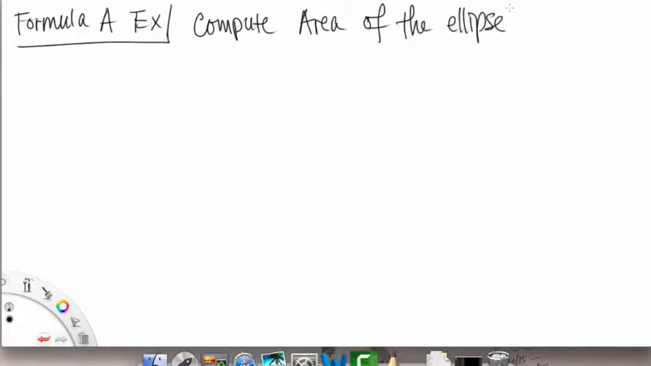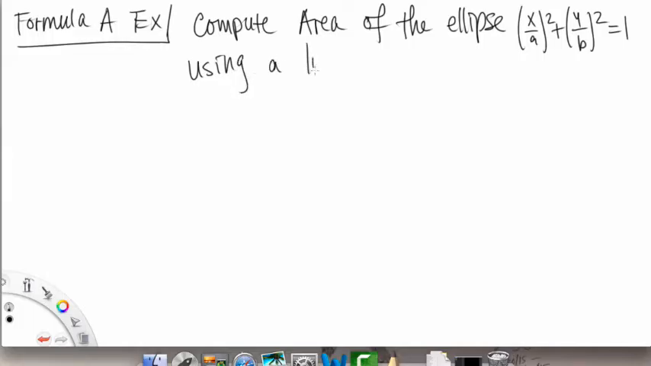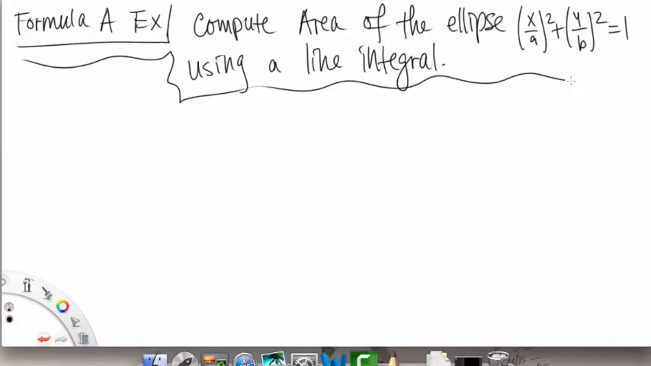And I'll give you the formula of x squared over a squared plus y squared over b squared equals 1. Alright, and we're going to do this using a line integral. Okay, so we know how to do this using formula A, or we will find out very soon how to do this. So what you have to do first, as in most cases when you're dealing with line integrals, is parameterize your curve, the boundary curve, okay?